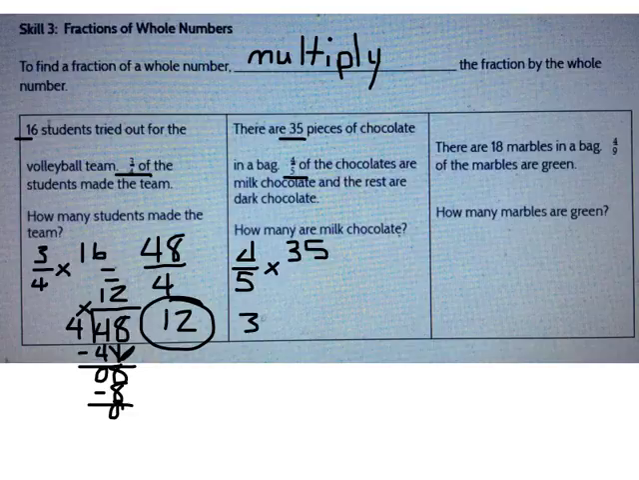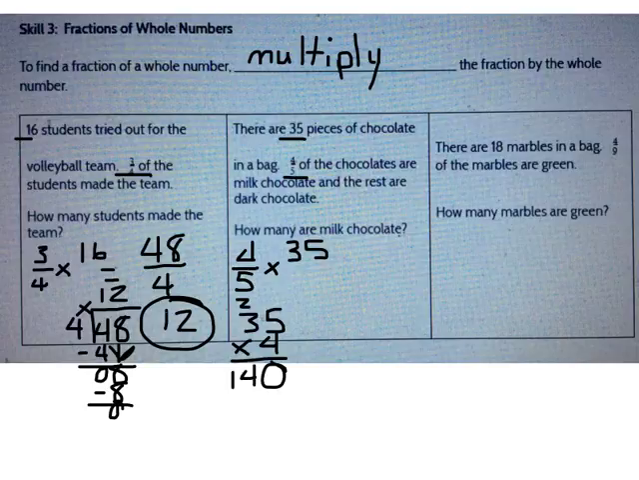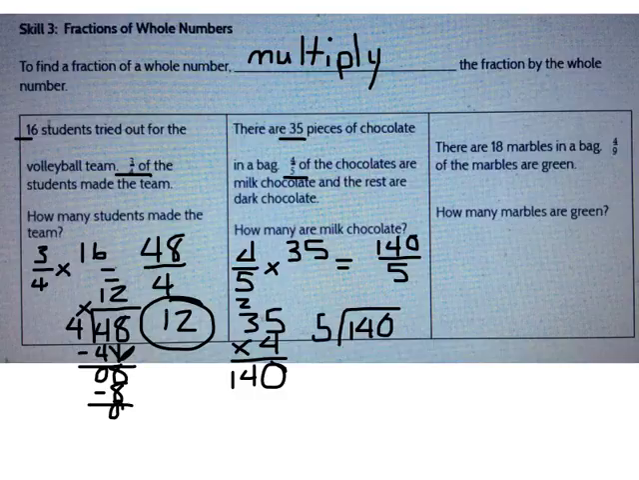Remember, if you need to do the multiplication out to the side, you can. What's 4/5 times 35, written as an improper fraction? Well, 4 times 5 is 20. 4 times 3 is 12, plus 2 more is 140. So the answer is 140 over 5. The denominator stays the same. Now divide to change that into a whole number or mixed number. What's 140 divided by 5?